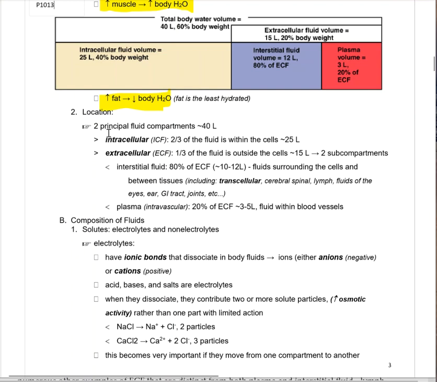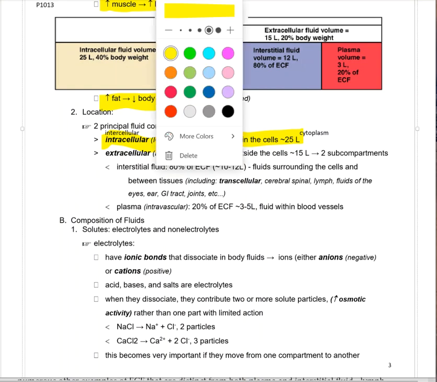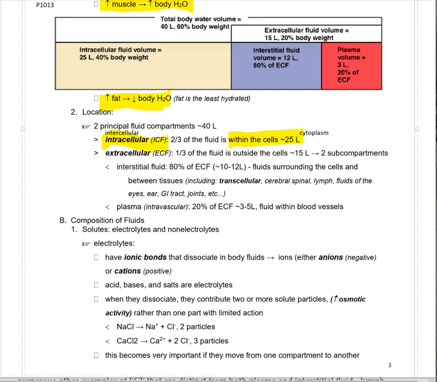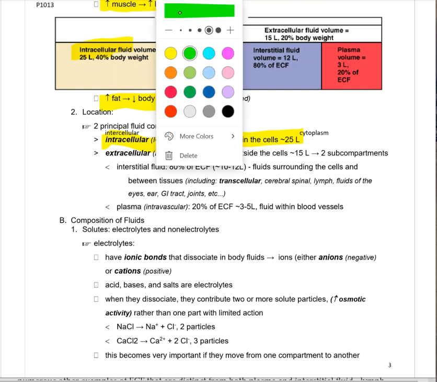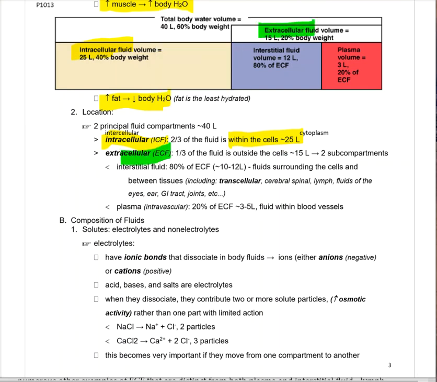So we say intracellular. We sometimes also use the term intercellular, but intra or intercellular are basically the same. And so this is within the cells, and about 25 liters. And as I said before, a good way to think about this is cytoplasm. And then we have extracellular. Actually, so hold on, let's do this. So we have intracellular here, and we have extracellular there. And as you can see, we can use the same colors here.